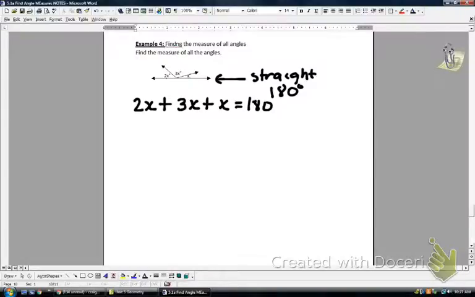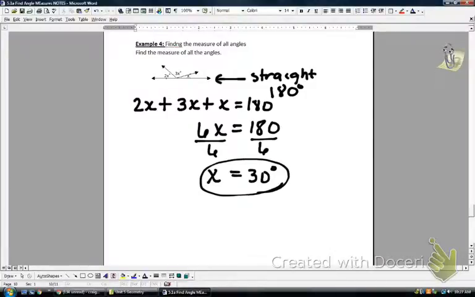degrees. I'm going to combine like terms. I have 2x's plus 3x's plus 1x is 6x. And then I'm going to use algebra to solve. Divide both sides by 6. x equals 30 degrees.